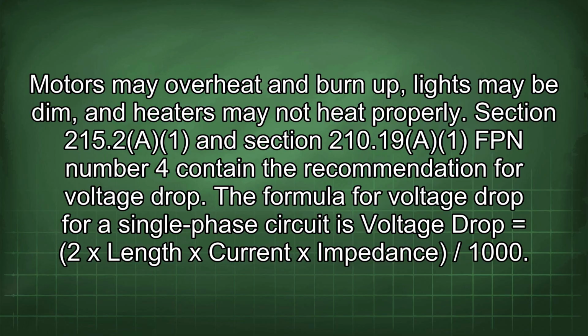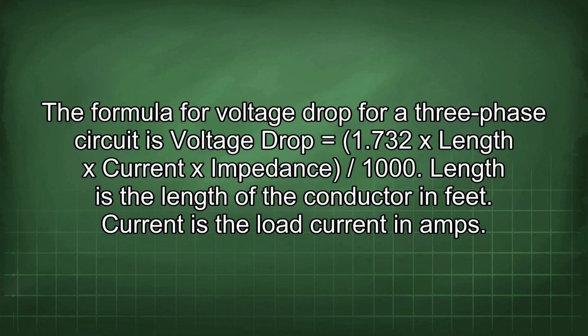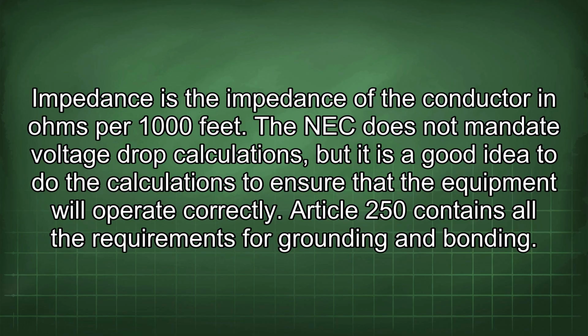The formula for voltage drop for a single-phase circuit is voltage drop equals 2 x length x current x impedance / 1000. The formula for voltage drop for a three-phase circuit is voltage drop equals 1.732 x length x current x impedance / 1000. Length is the length of the conductor in feet. Current is the load current in amps. Impedance is the impedance of the conductor in ohms per 1000 feet.